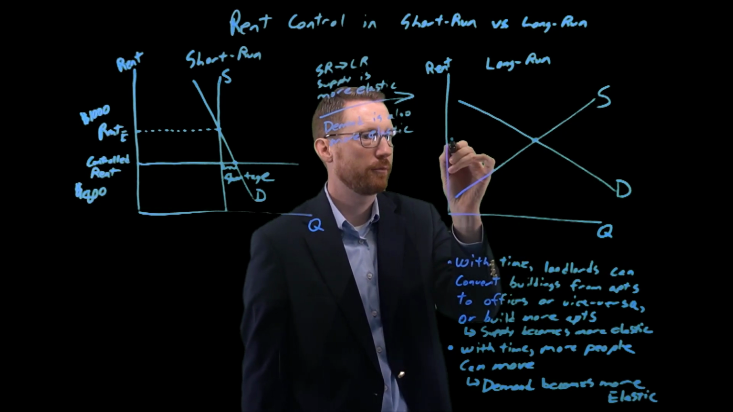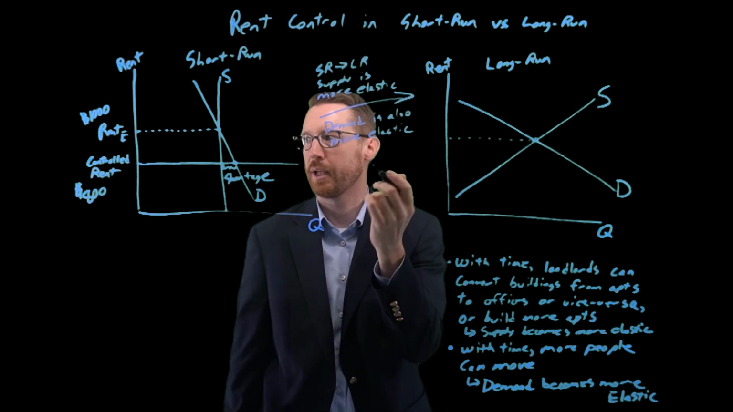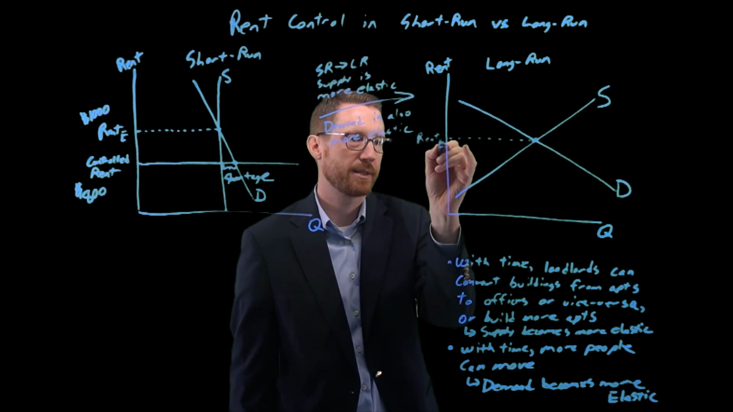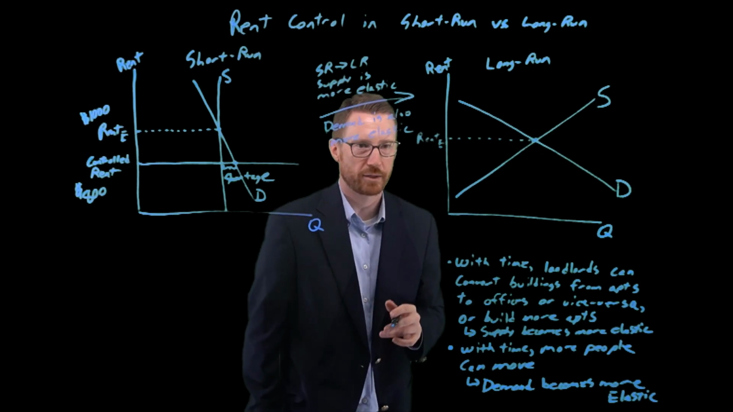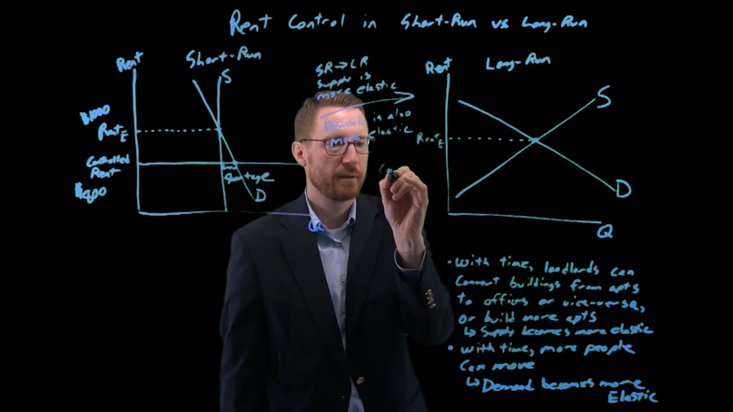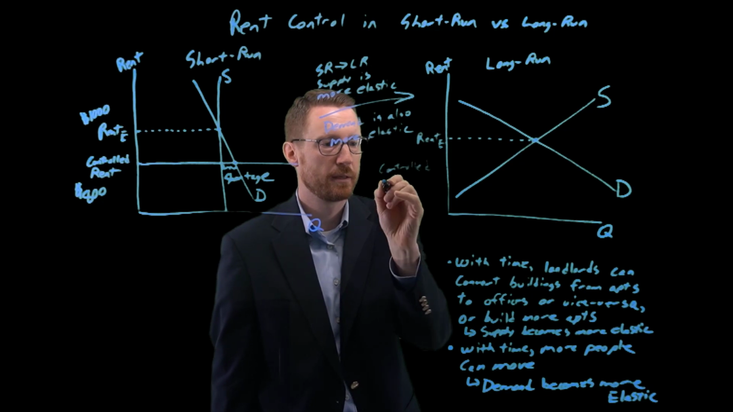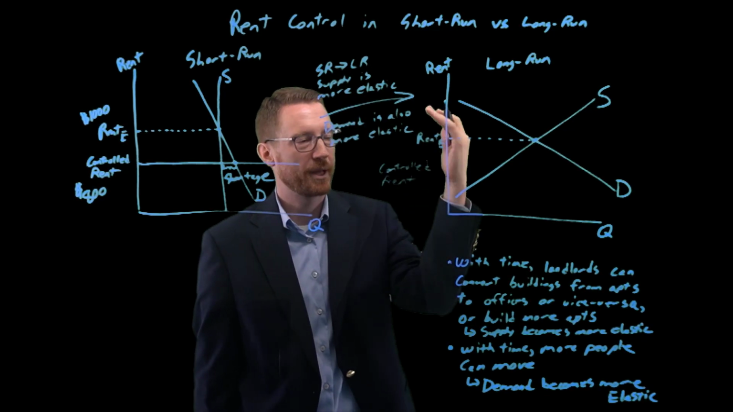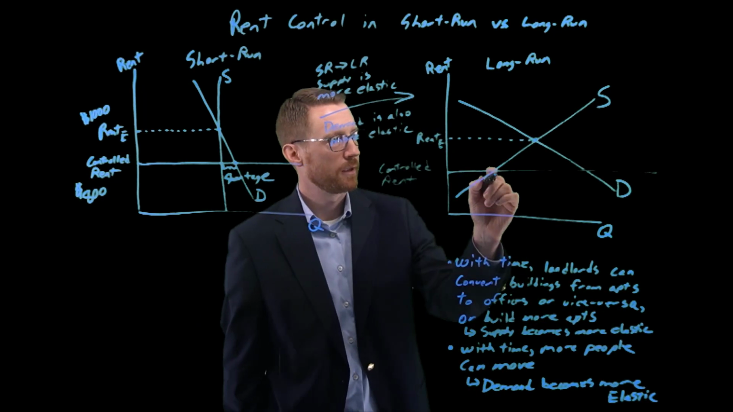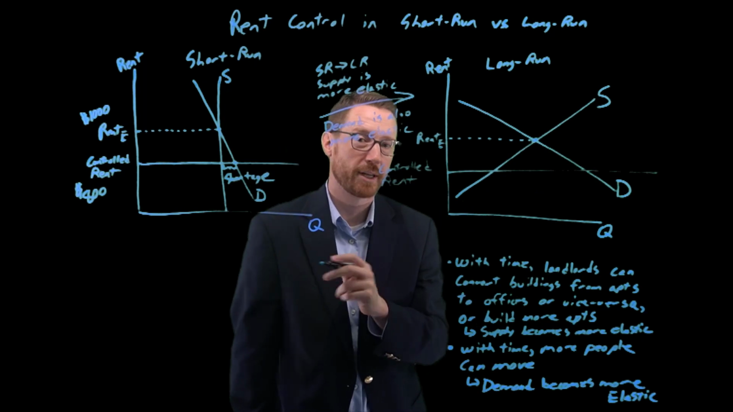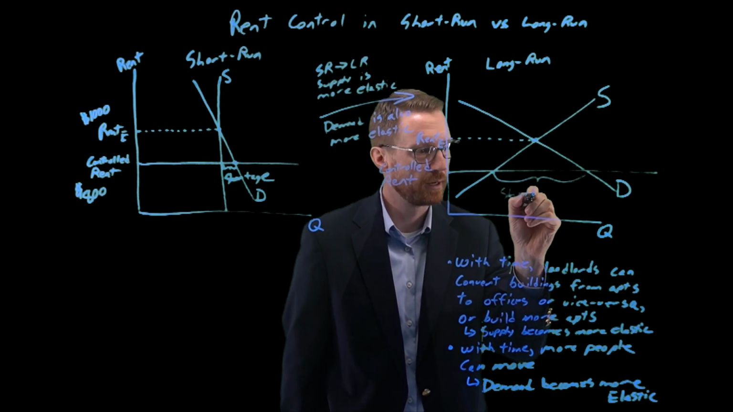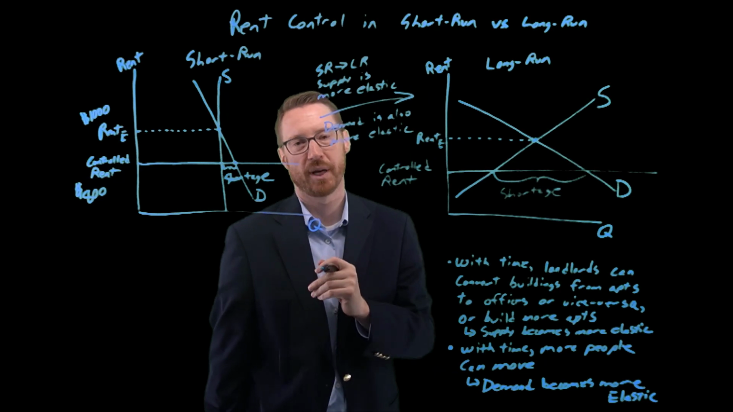So in our diagram, if we mark in our initial equilibrium, right, so we called this rent sub E, that's our equilibrium rent if there's no rent control involved. And then the city council passes a policy for controlled rent. So rent goes from $1,000 down to $800. What's happened? Well, before we had a shortage in the short run. In the long run, we still have a shortage, but now it's a much bigger shortage.